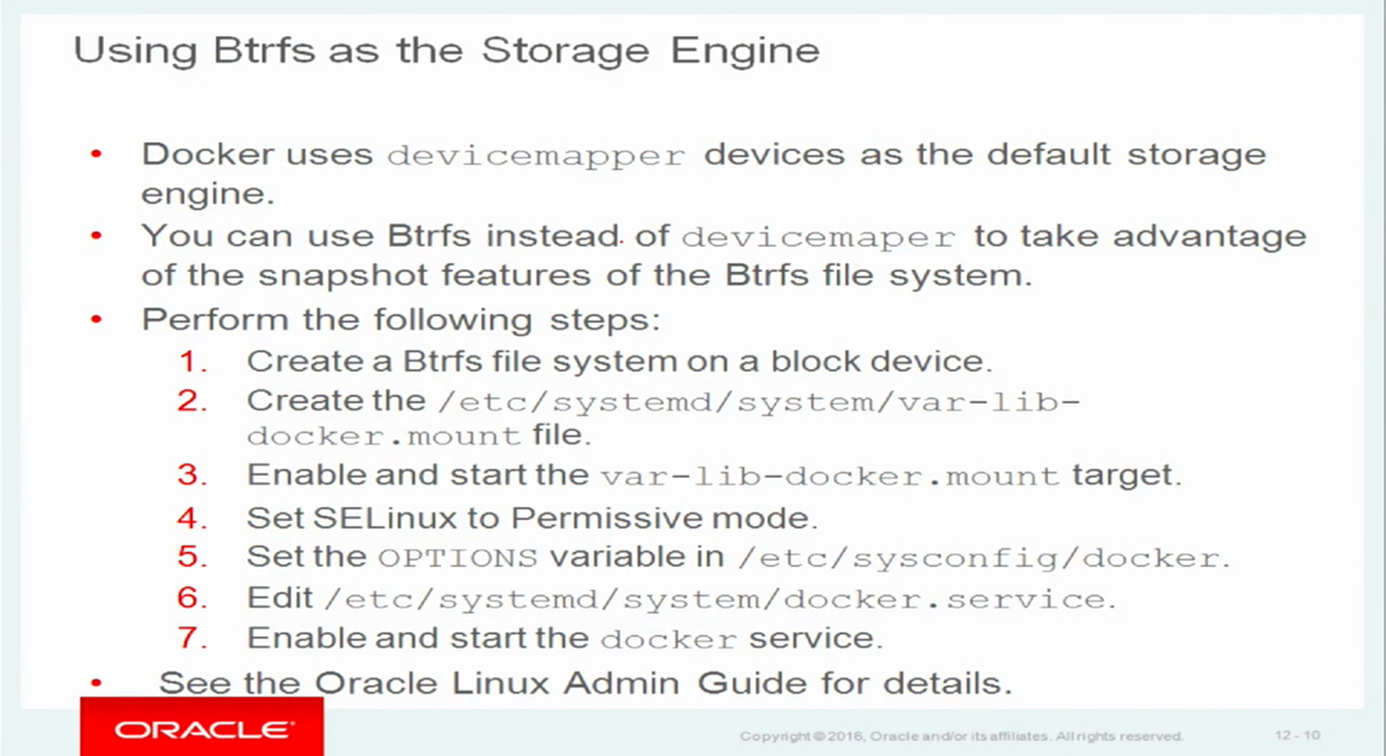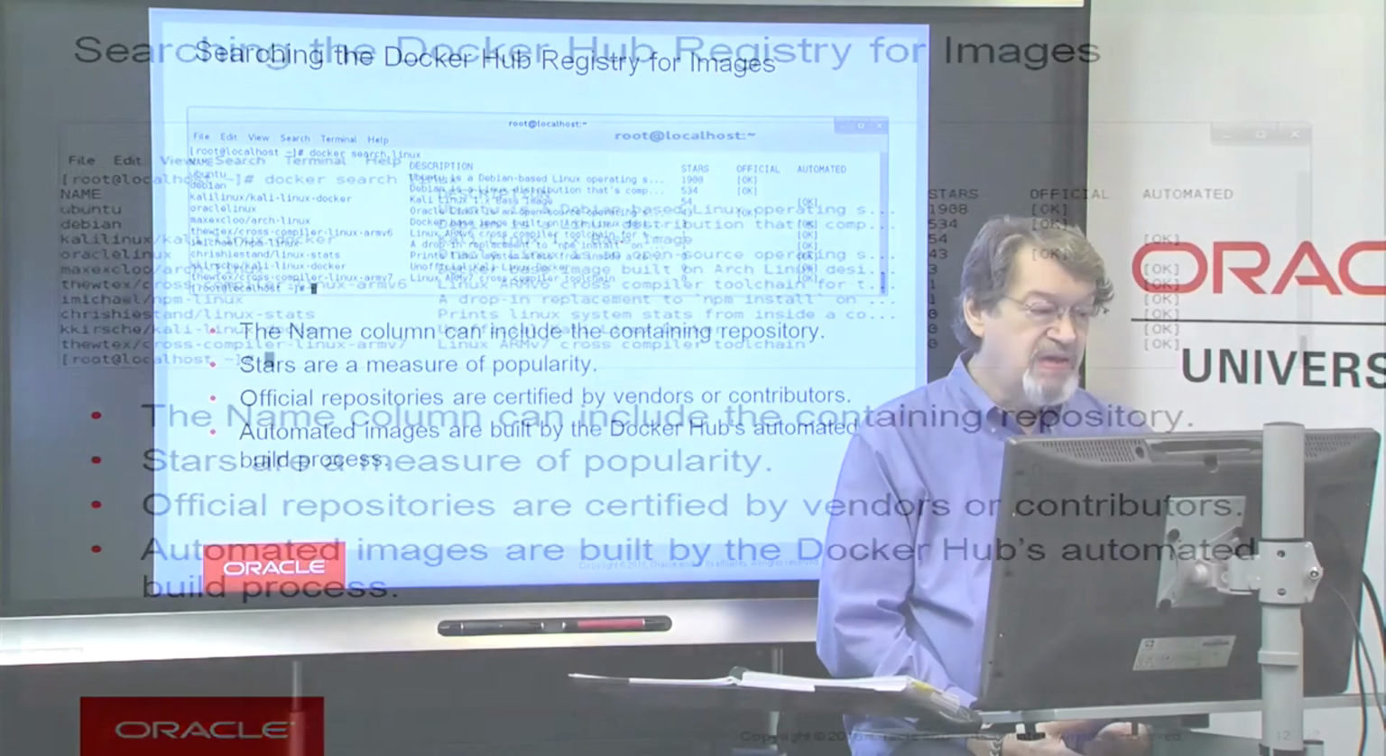Set the options variable, edit the docker.service, and then enable and start that service. The Oracle Linux admin guide gives you some very, very good details with regard to that. Do we give you the URL? No, we don't give you the URL.